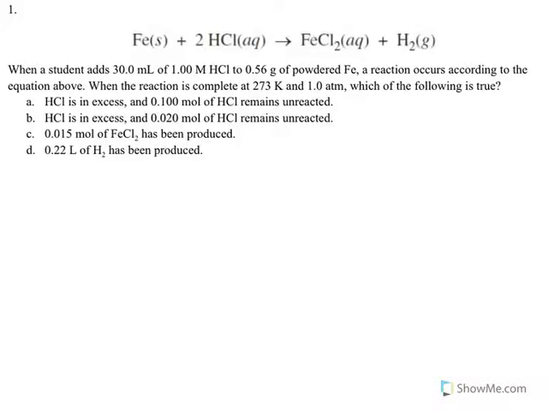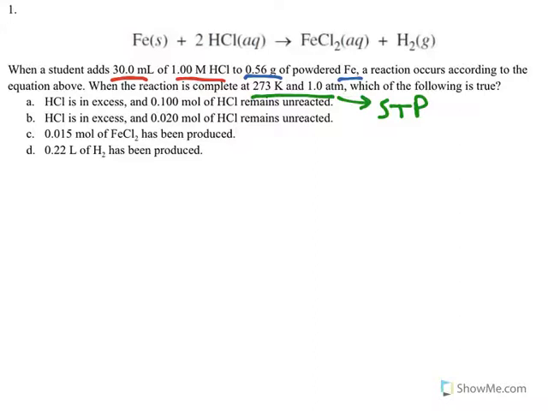So we've got an equation: iron plus hydrochloric acid makes iron(II) chloride and hydrogen gas. When a student adds 30 milliliters of 1.00 molar HCl to 0.56 grams of powdered iron, a reaction occurs according to the equation above. When the reaction is completed at 273 Kelvin and 1 atmosphere of pressure, which is STP, which of the following is true?